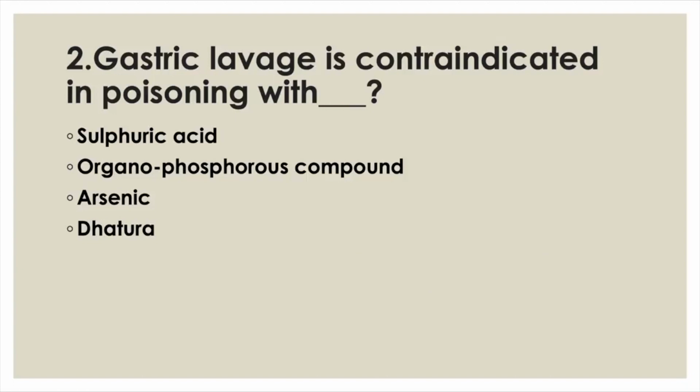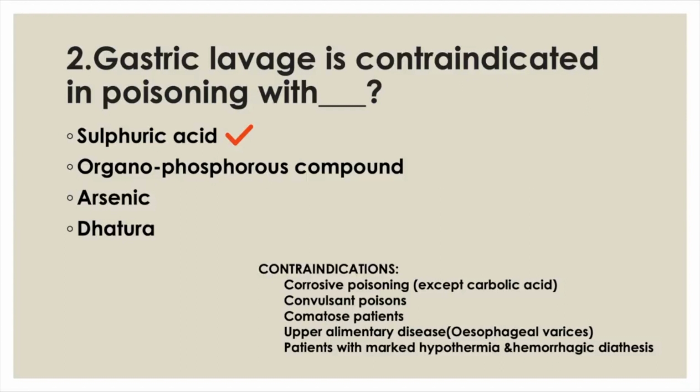Gastric lavage is contraindicated in poisoning with option A, sulphuric acid, option B, organophosphorous compound, option C, arsenic, option D, datura poisoning. Answer, option A, sulphuric acid. Gastric lavage is contraindicated in corrosive poisoning except carbolic acid. Also in convulsant poisons, comatose patients, upper alimentary diseases like esophageal varices, patients with marked hypothermia and hemorrhagic diathesis.